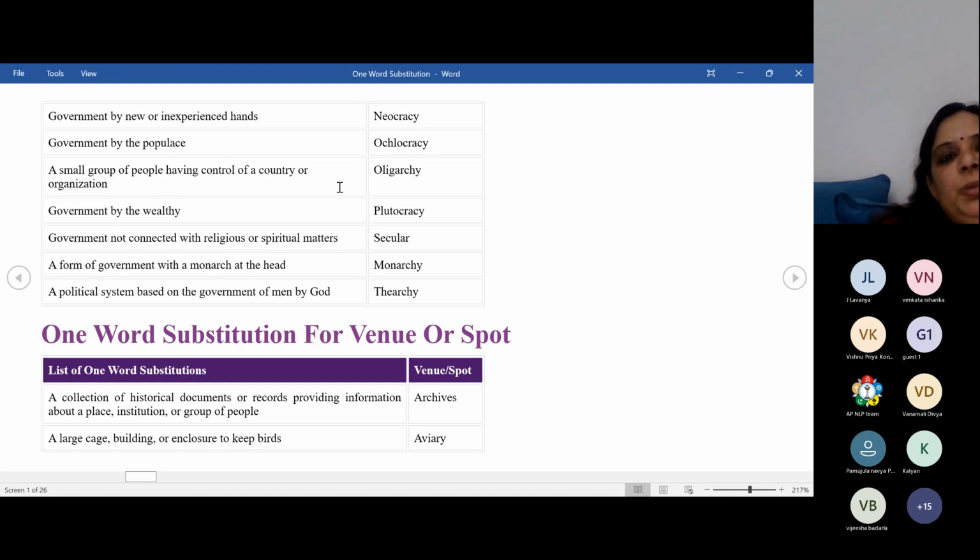A small group of people having control of a country or organization: oligarchy. Oligarchy. Okay, government by the wealthy. Somebody who is ruling, only the wealthy people are ruling the country. It's called plutocracy.